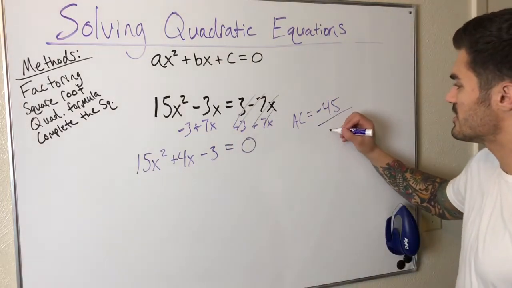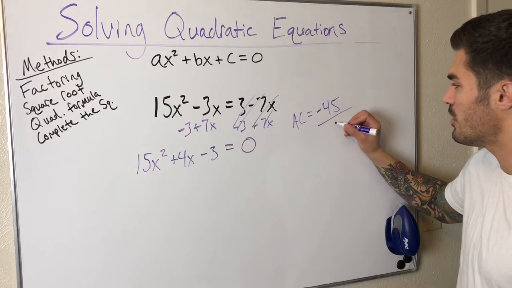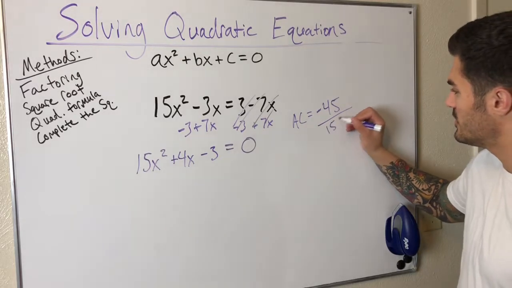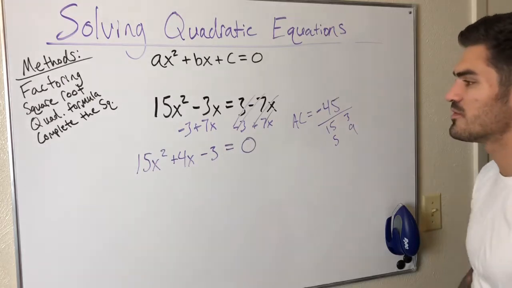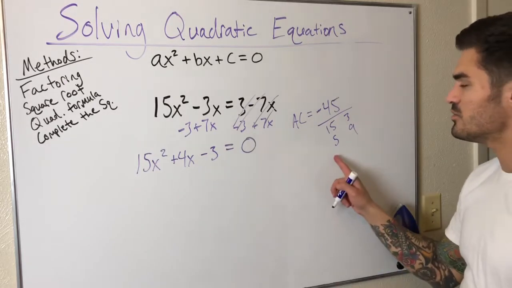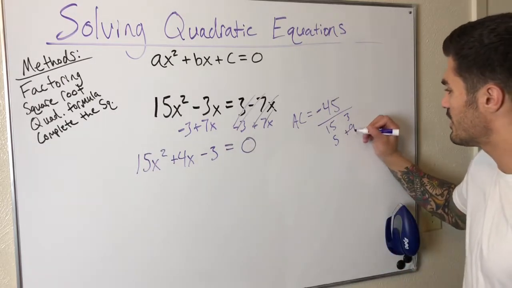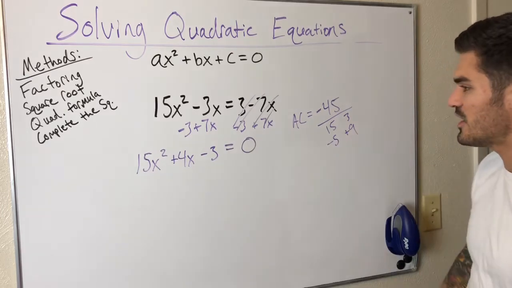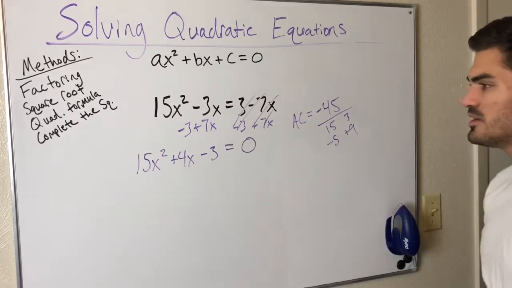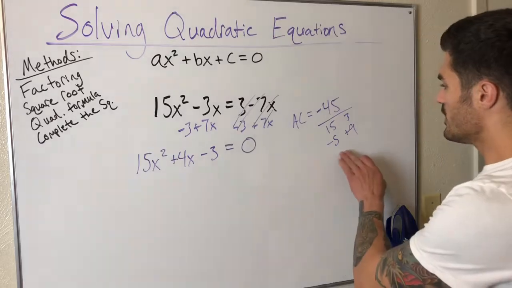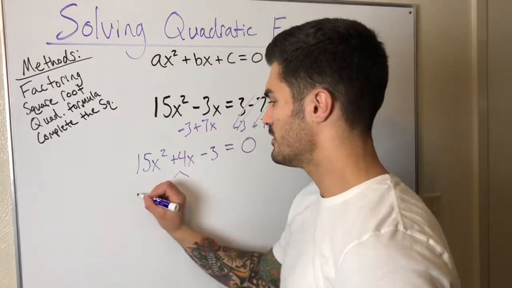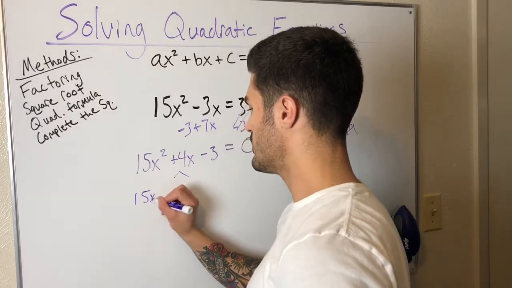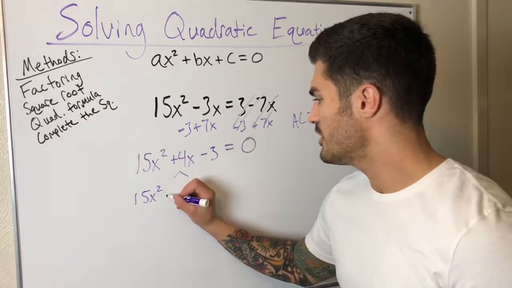So what can I break this down into? Let's see, 45 and 1, that's not going to work. 15 and 3, no. 5 and 9, that's what it's going to be. 5 and 9, so it's going to end up being what? Plus 9 minus 5. That gives me that positive 4 I need, right? So what I use these two numbers to do is to split up this middle term, right? So it becomes 15x squared plus 9x.